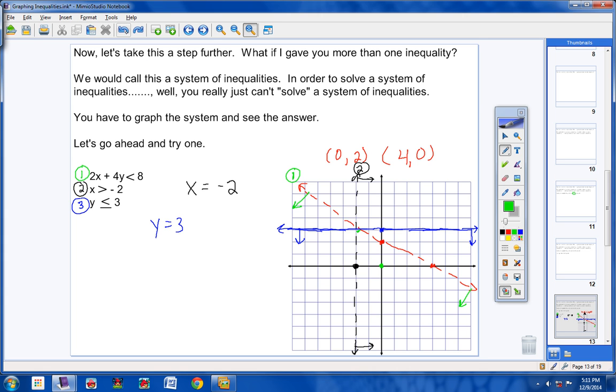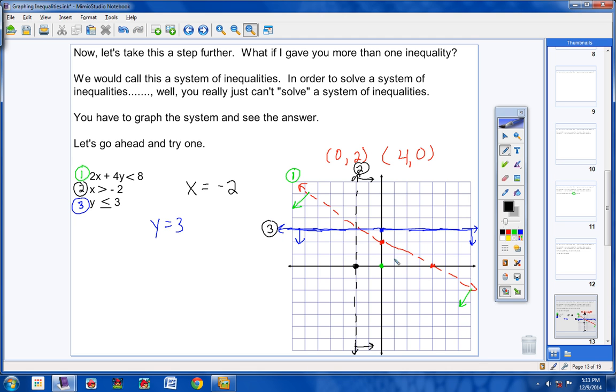Some students have liked this. What I've told them, they get really confused on this. So I said, look, do the opposite. Go to every line and shade exactly opposite of what it says. So I go to my first line, line 1. And this is line 3 right here.